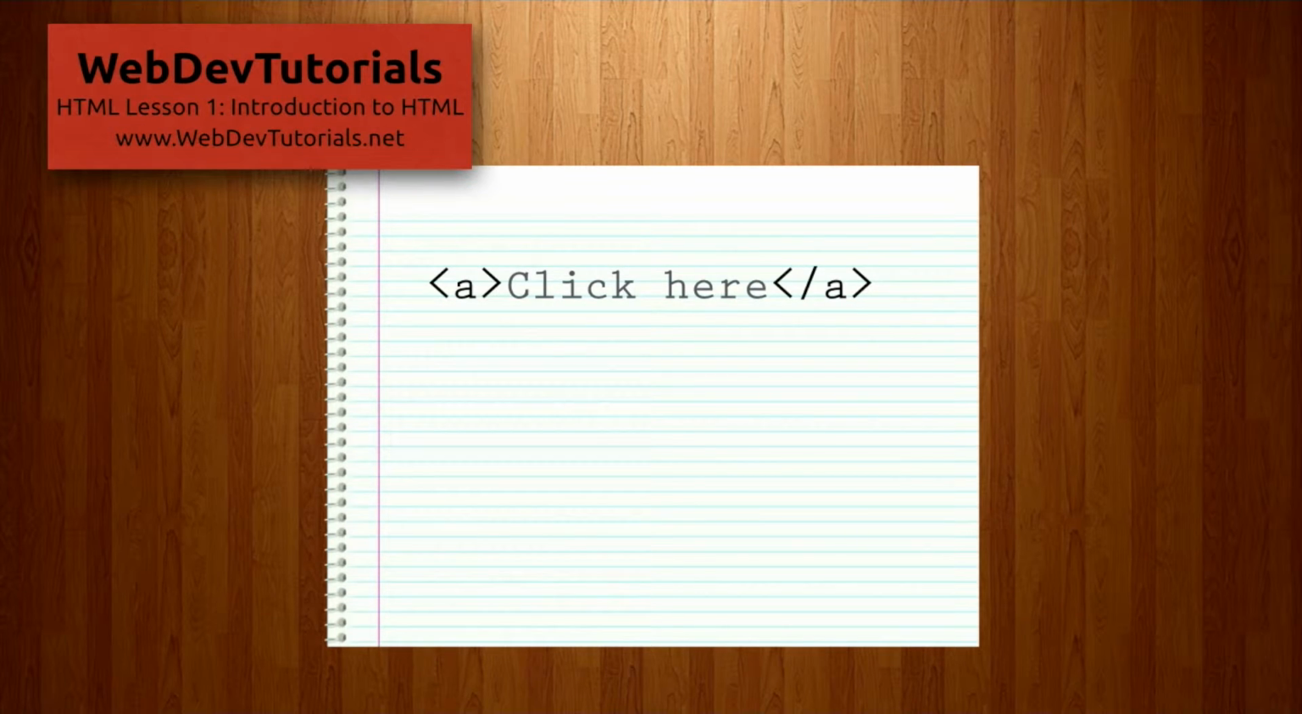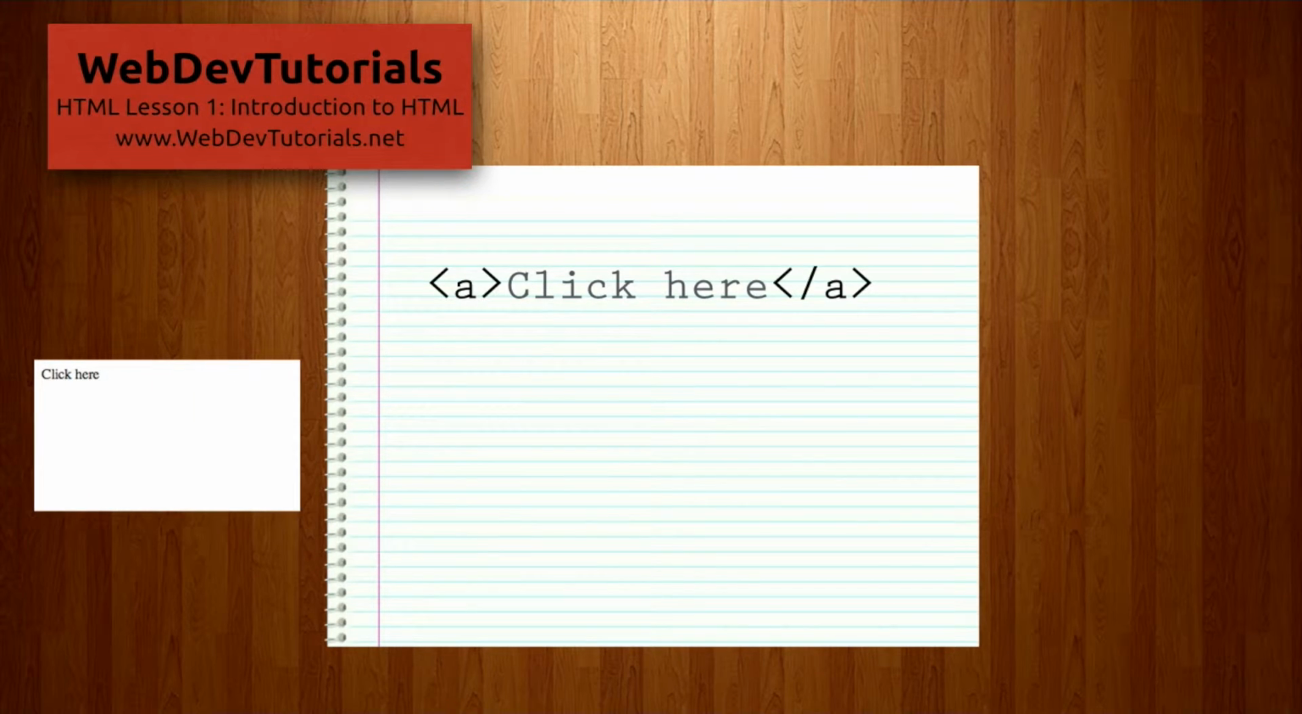Let's look at another HTML tag. This is the A tag, and it makes a link. We see an opening A tag, a closing A tag, and the words click here in the middle. This is what it looks like in a browser. Uh-oh, it's not clickable. In HTML, we can give the computer more information about a tag by using attributes.